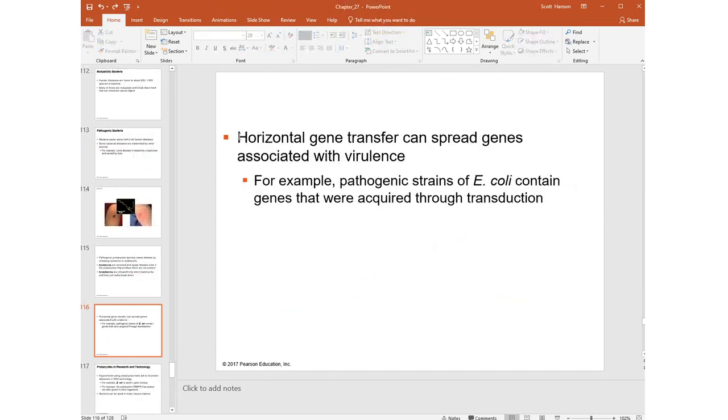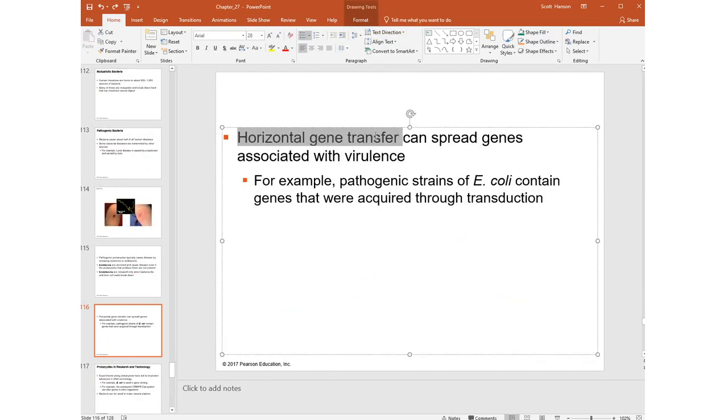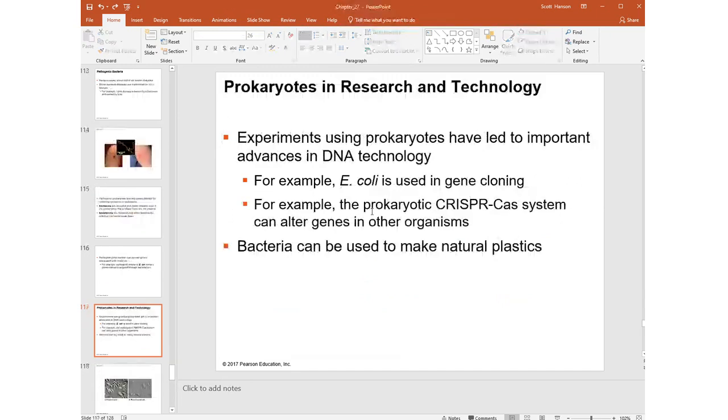Now, we've talked about this before, but horizontal gene transfer can spread genes, including genes associated with virulence, that is, the ability to cause disease. So pathogenic strains of E. coli: most E. coli that are in human colons are not pathogenic, but there are pathogenic strains. And those strains contain genes that were acquired through transduction, getting them from another species of prokaryote.